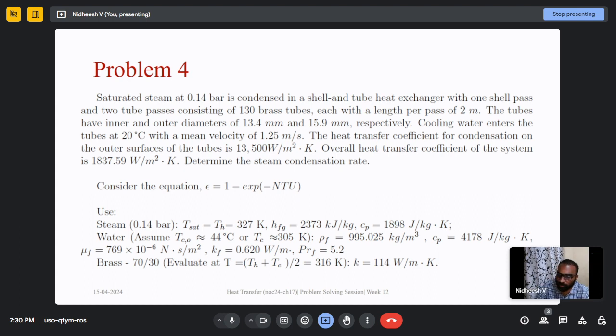Because whatever the properties that we are showing, that is density, Cp, kinematic viscosity, and thermal conductivity, all these properties have to be evaluated at the mean film temperature, not the bulk mean temperature. Yes, sir, right.